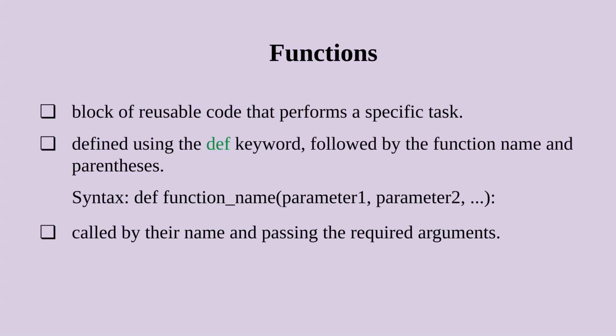A function is called by the name and passing the required arguments. Syntax: function name, bracket open, arguments, bracket close. Here we do not have the colon at the end. So this is the rule for calling the function. We first create a function using def and then call it to use it in our code.